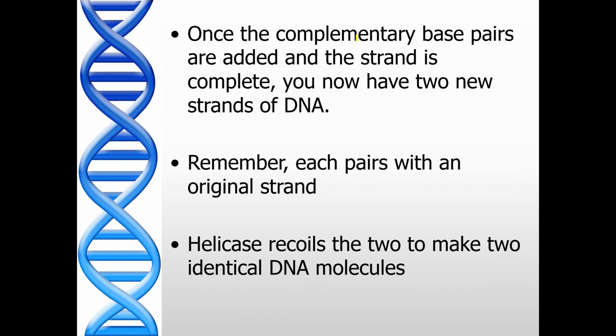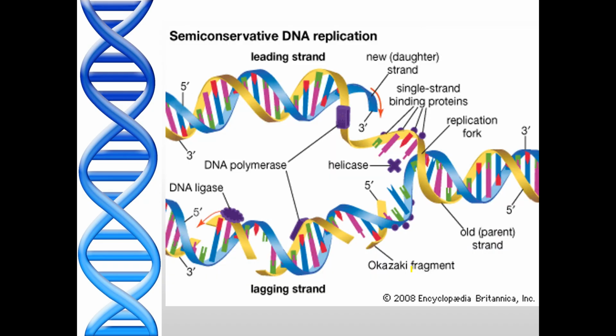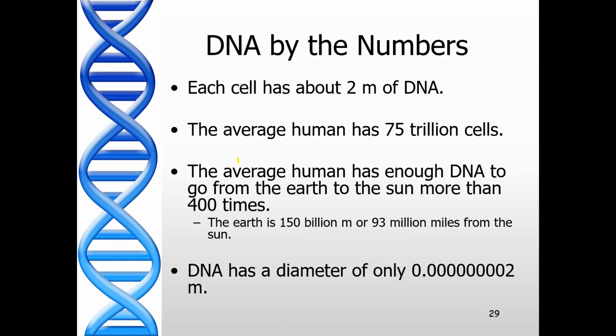All right, so to wrap it up, okay, once we get all of our strands copied, we now have 2 identical molecules of DNA. Remember that an old strand is always going to pair with a new strand. That's the semi-conservative. And then the new strands are going to recoil, and we will have 2 identical DNA molecules. It looks something like this. And so when it's all said and done, we have our new molecules of DNA that are then going to be separated through the process of mitosis, and those new cells will continue on.